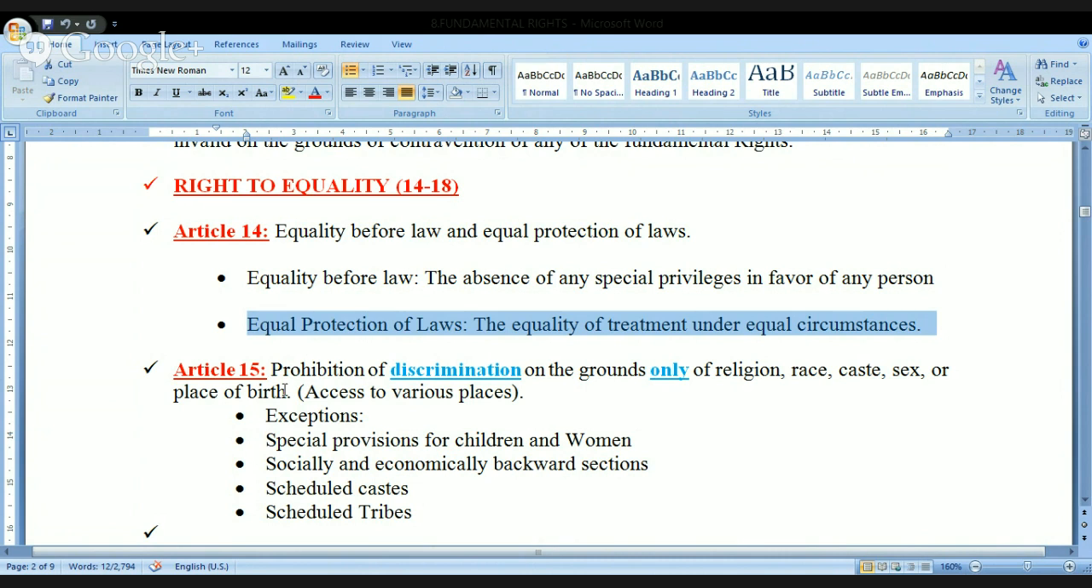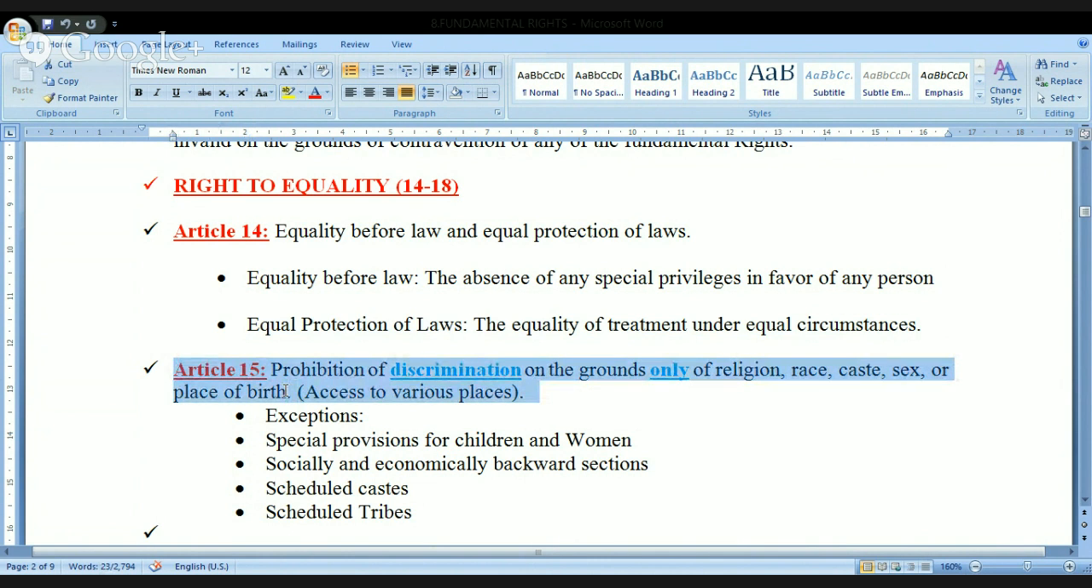Now look at this. Next one is article 15. Article 15 is saying prohibition of discrimination on the grounds only of religion, race, caste, sex, or place of birth. What do you mean by this? When I'm using the word prohibition of discrimination, discrimination is nothing but treating people on the basis of a particular factor. That factor may be religion, race, caste, sex, or place of birth.